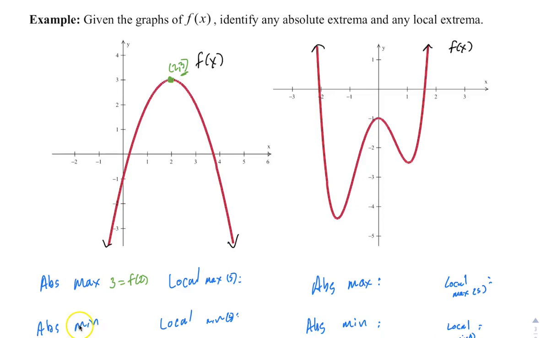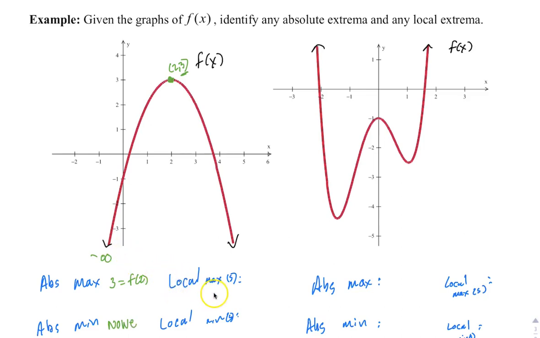Absolute min, we need the lowest y value. Now, my lowest y value is negative infinity. As we talked about earlier, it has to be a real number. It can't be infinity or negative infinity. So there actually is no lowest y value. It keeps on going forever. So there's no absolute min, none.